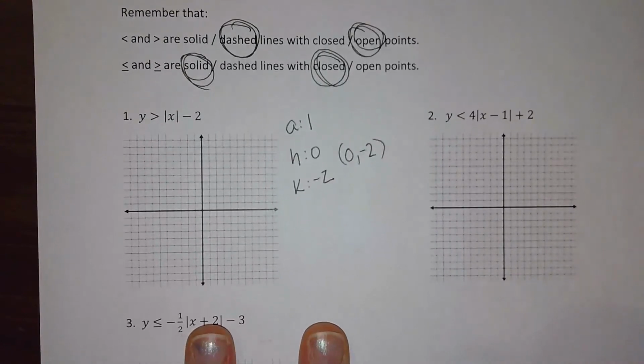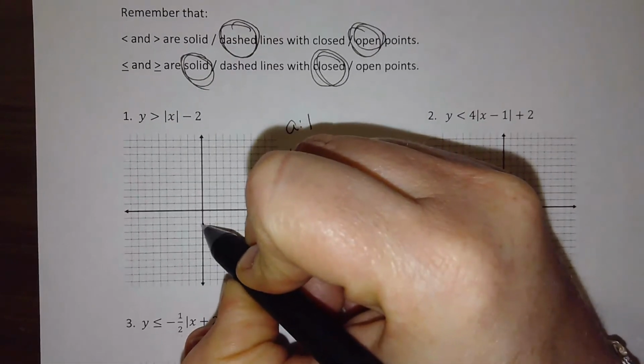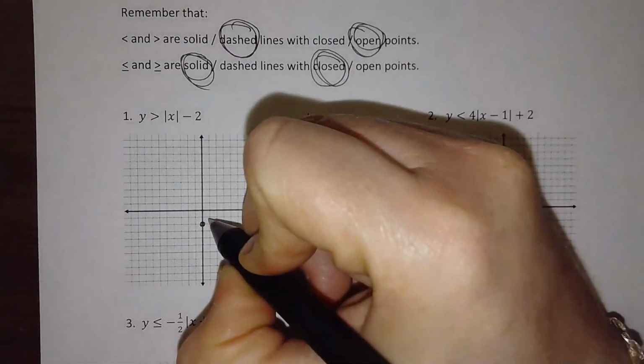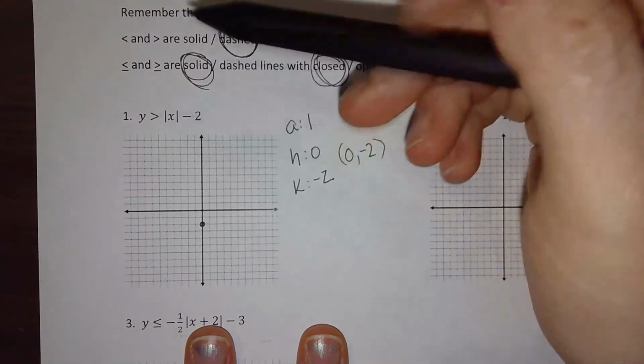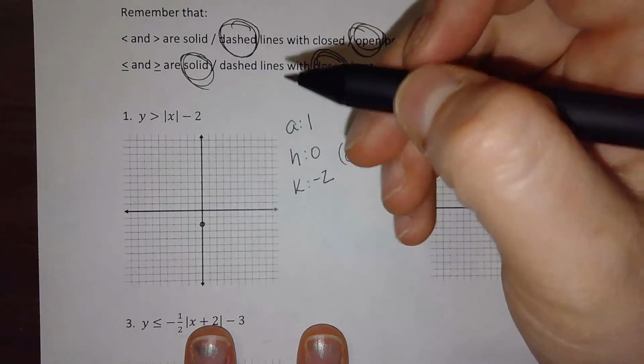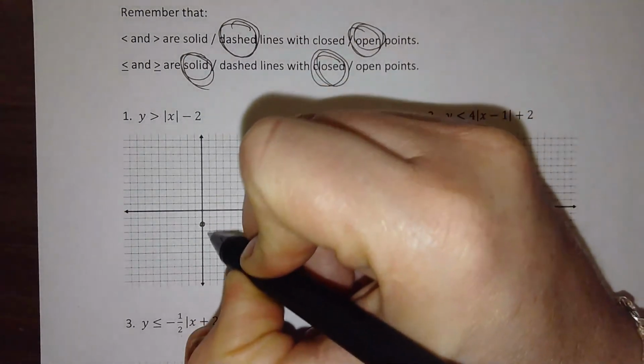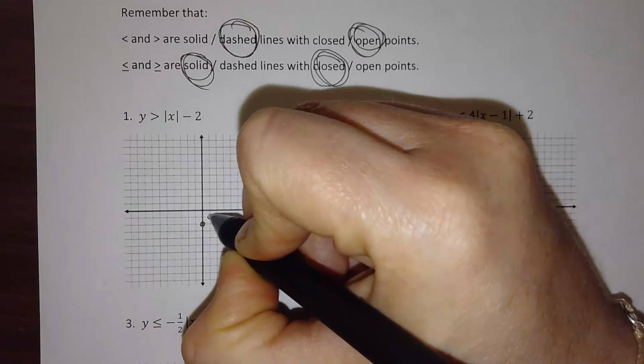So I'm just going to go to 0, negative 2. And I'm going to graph my graph, which is 1. Now these are supposed to be open circles. My first graph I leave closed because I plot the points so I know where I'm at. And then I'm going to go up 1, over 1.